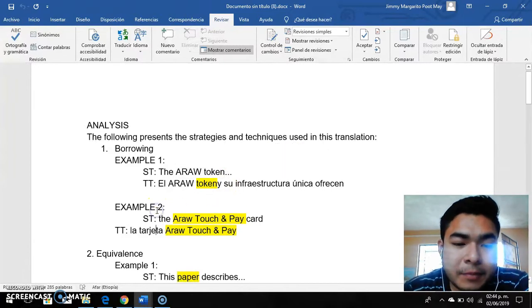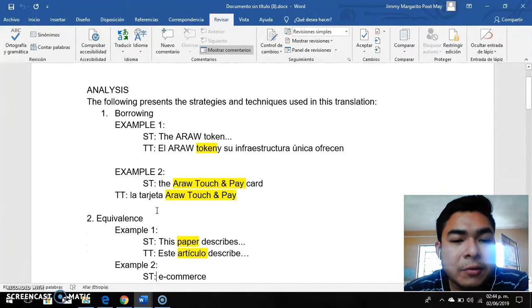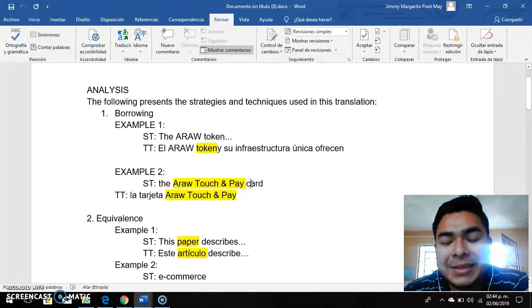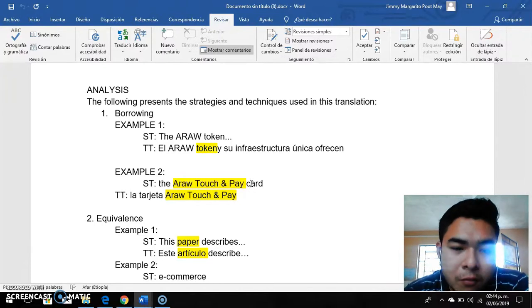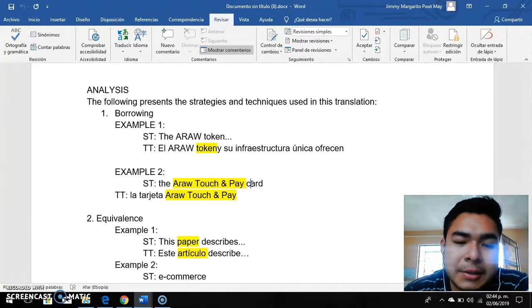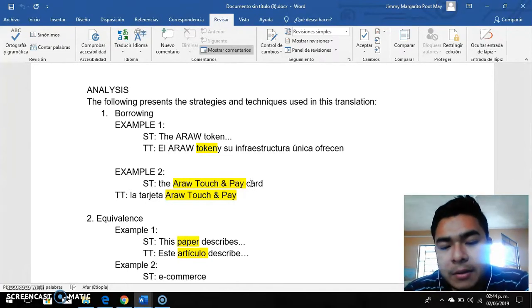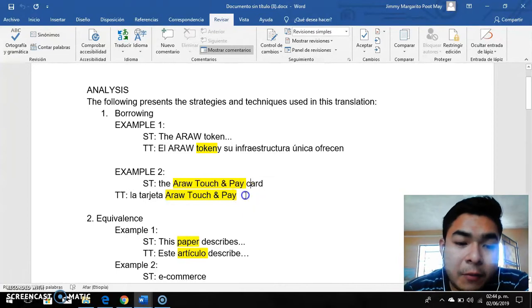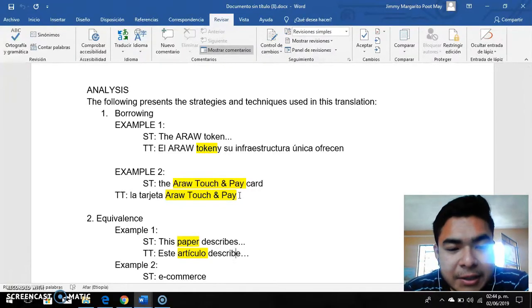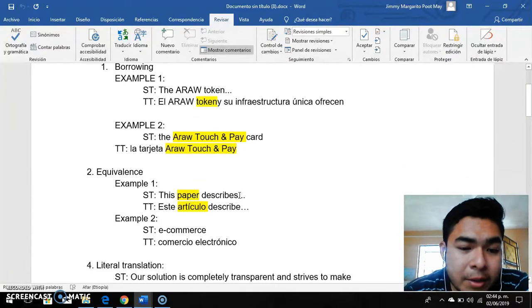On the other hand, another example was similar to the first one. There was a card which is the Route Touch and Pay card, which is the name of this card. It's commonly known as Route Touch and Pay. So when I did the translation, I used La Tarjeta Route Touch and Pay because it's just the name of this card. And I just borrowed the name and I didn't do the translation. I borrowed the name.